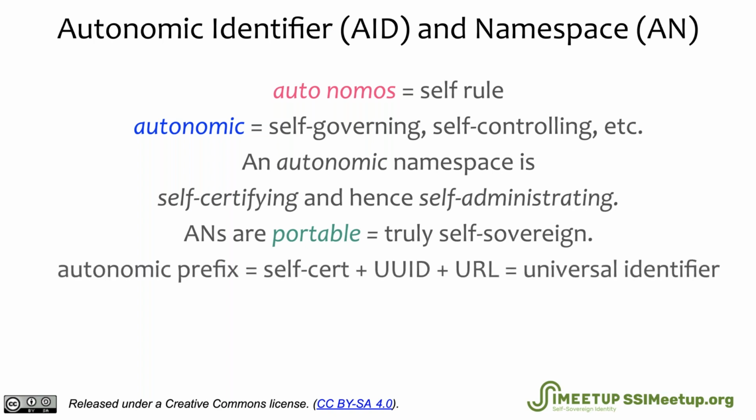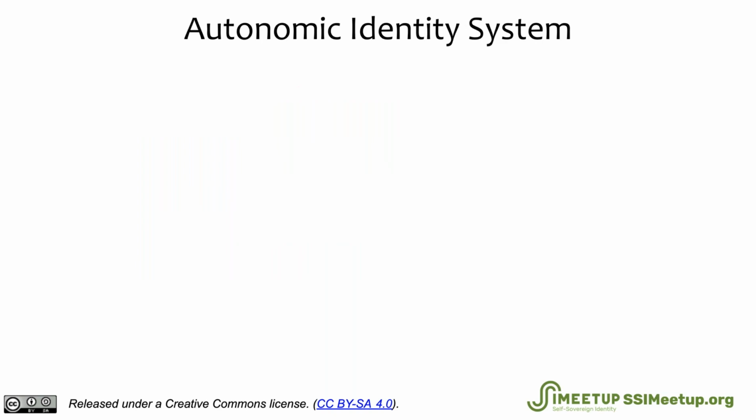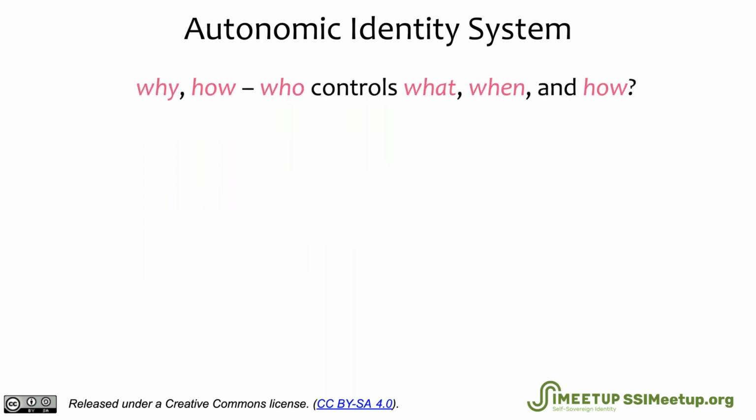So that's the basis. And then this prefix now can be used in a universal identifier by adding namespacing to it. So a W3C DID, if using a self-certifying autonomic identifier for the prefix, could be a form of an autonomic identifier. And that lends to what I call an autonomic identity system. And in an identity system, there are some questions that you need to ask and answer in the identity system design. So you have the why, how, of who controls what, when, and how, right?